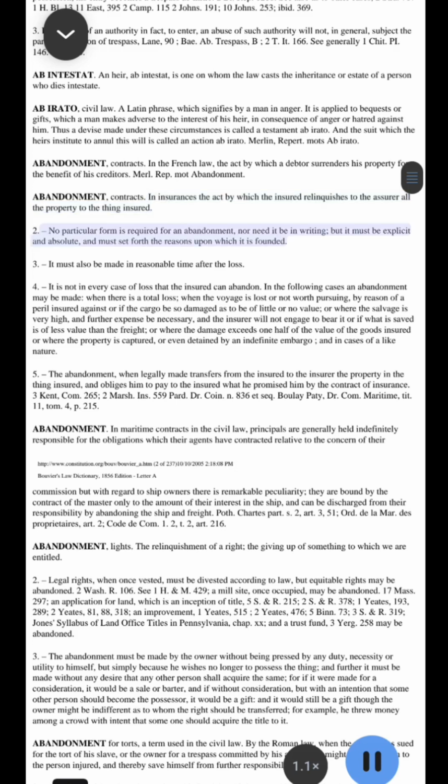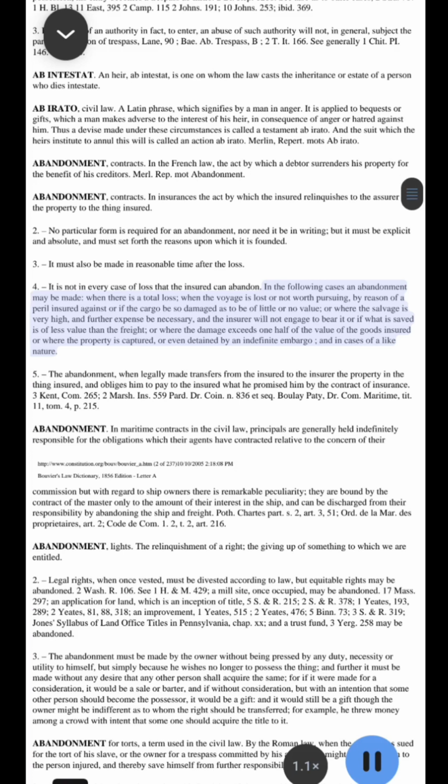2. No particular form is required for an abandonment, nor need it be in writing, but it must be explicit and absolute, and must set forth the reasons upon which it is founded. 3. It must also be made in reasonable time after the loss. 4. It is not in every case of loss that the insured can abandon.